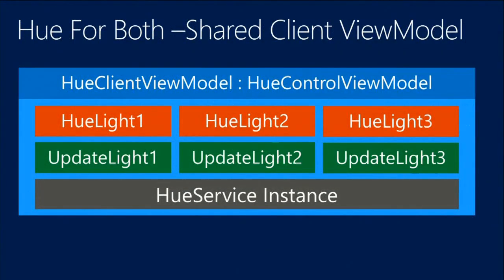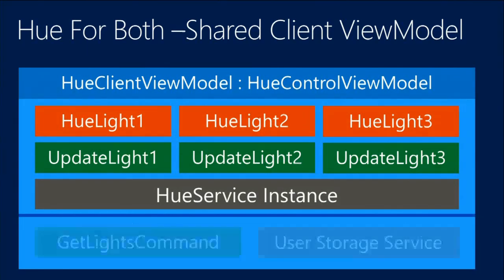Now, in order to share as much functionality as possible, the approach is that I have a hue control view model that exists in a portable class library, and I derive from that hue control view model, using object-oriented techniques, a hue client view model specific for Windows Phone and specific for Windows 8. In that way, I can share as much code as possible, yet have the possibility to add specific functionality for a specific target.